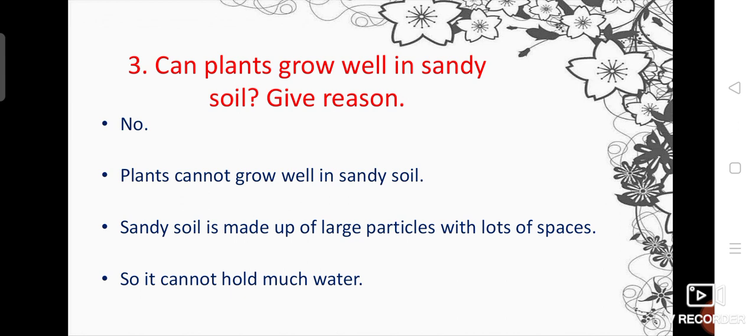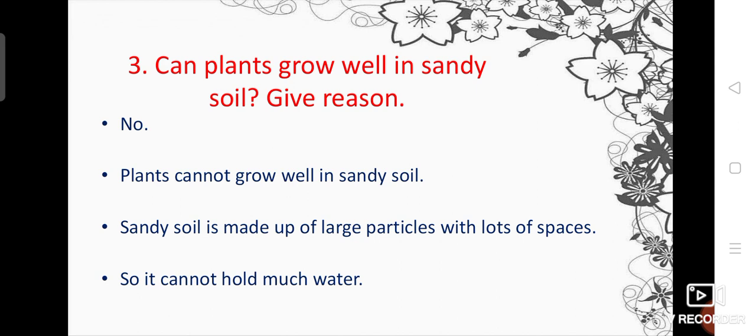Question number 3. Can plants grow well in sandy soil? Give reason. Do you think plants grow well in sandy soil? No, plants grow well in loamy soil. Why does it not grow well in sandy soil? Because the soil is made of large particles. The soil particle sizes are large, and even the spaces between each particle are too large. It cannot hold the water.